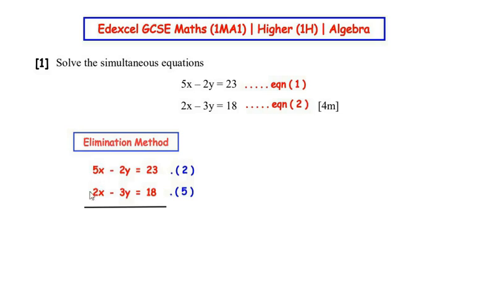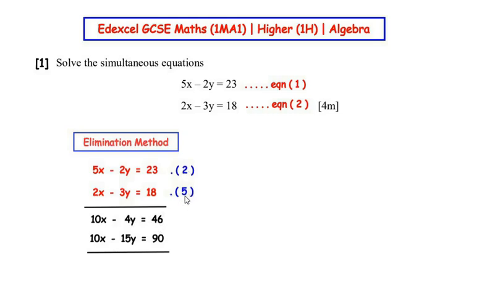So make sure that you are taking the same coefficients. That is, if you take coefficient of x from second equation, take the coefficient of x from the first equation. You can also take the coefficients of y and cross multiply them. Now once we have done this, let us multiply this 2 with all the terms of the first equation. So 2 times 5x gives us 10x. 2 times negative 2y gives us negative 4y is equal to 2 times 23 gives us 46.